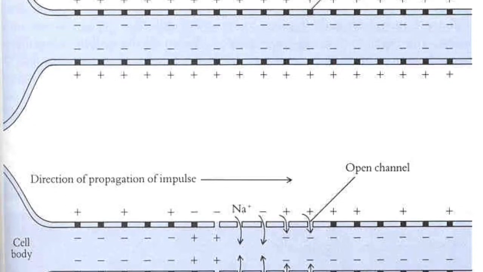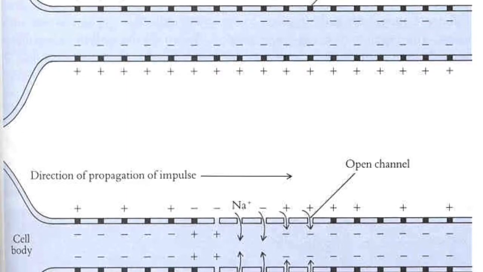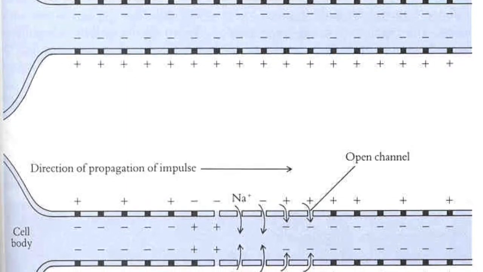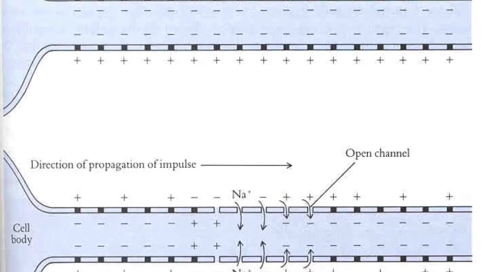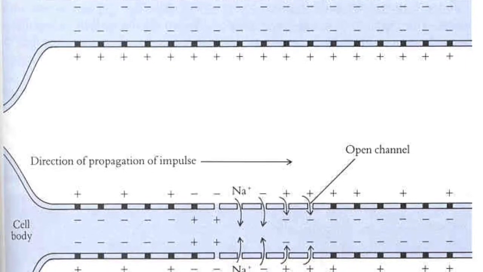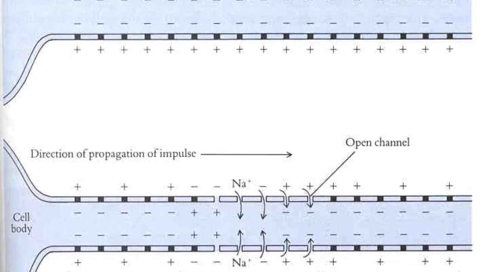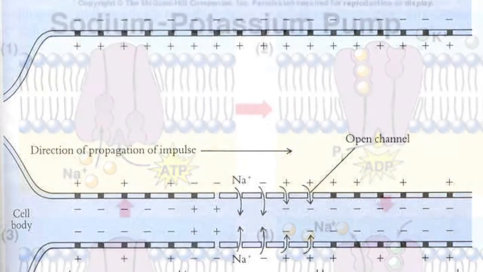Then it is quickly turned back to normal through the sodium-potassium pump and the sodium ion gate and the potassium ion gate. This action is called repolarization. Repolarization is the becoming of normal state once again.